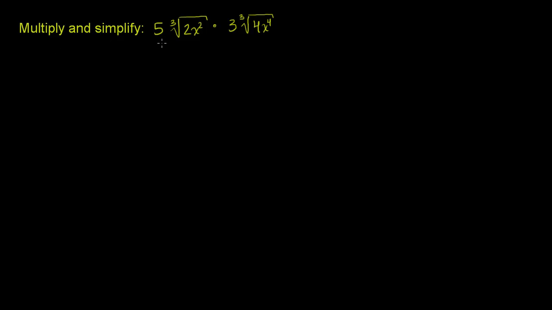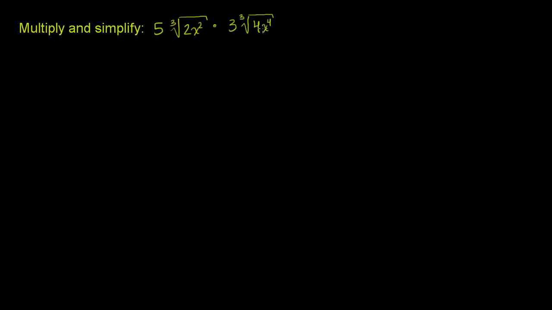Multiply and simplify: 5 times the cube root of 2x squared times 3 times the cube root of 4x to the fourth. The two things that pop out in my brain right here is that we can change the order a little bit, because the commutative property allows us to switch the order for multiplication. And so we can get the constant terms, so we can multiply the 5 times the 3.